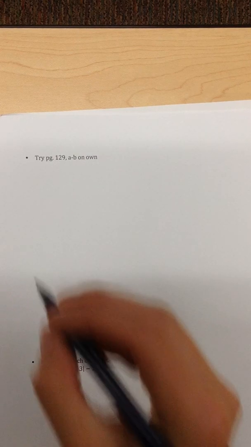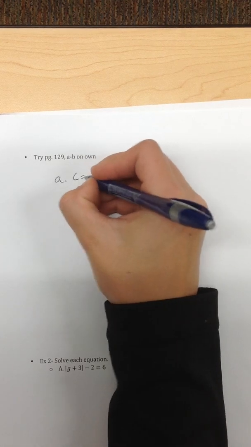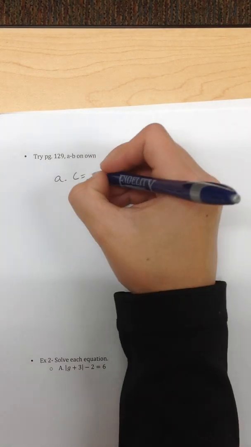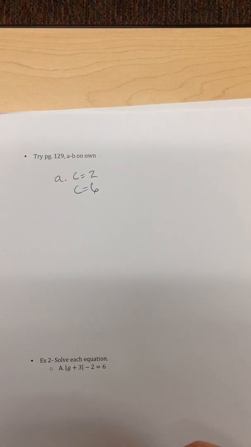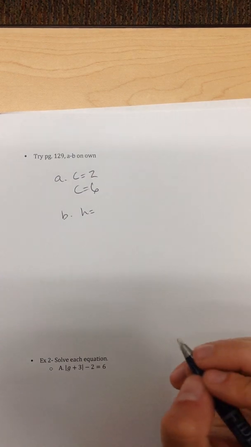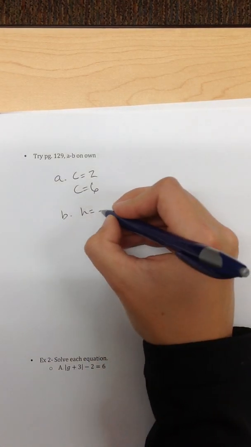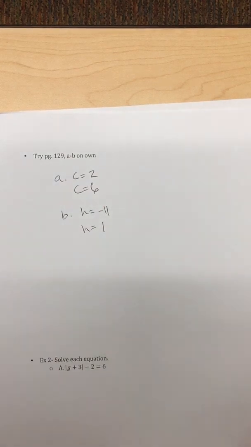So for A, for their two answers, they got c is equal to 2 and c is equal to 6. And then for B, they got h is equal to -11 and h is equal to 1. So hopefully you got those.